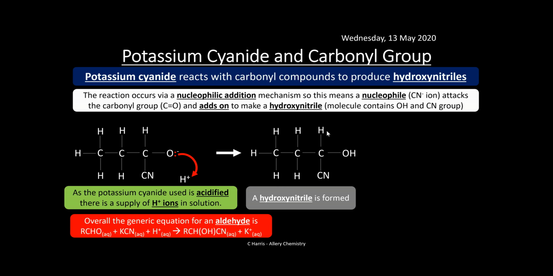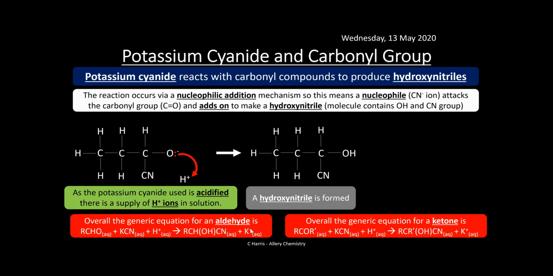So the overall generic equation for the reaction with an aldehyde is RCHO, so this is your aldehyde, reacting with potassium cyanide, dissolved in acid, so H plus ions, will form your hydroxynitrile, and potassium ions are produced at the end. And then for a ketone, you can see here, there's your ketone, reacting with potassium cyanide and H plus. The only difference with the ketone is that your hydroxynitrile is not going to be on a terminal carbon, it's going to be on a middle carbon instead. So that's the only difference there. The reaction, though, is the same.